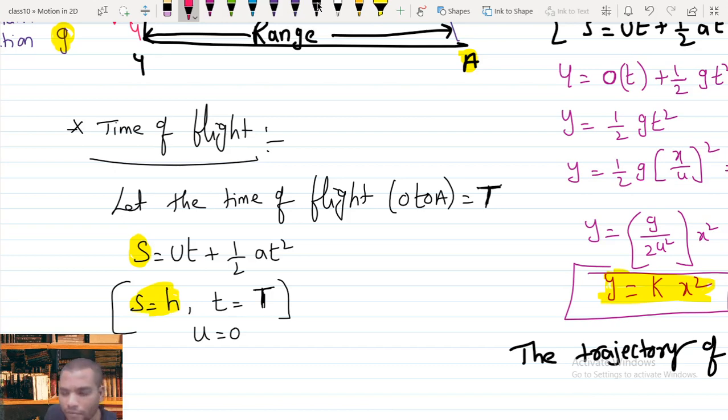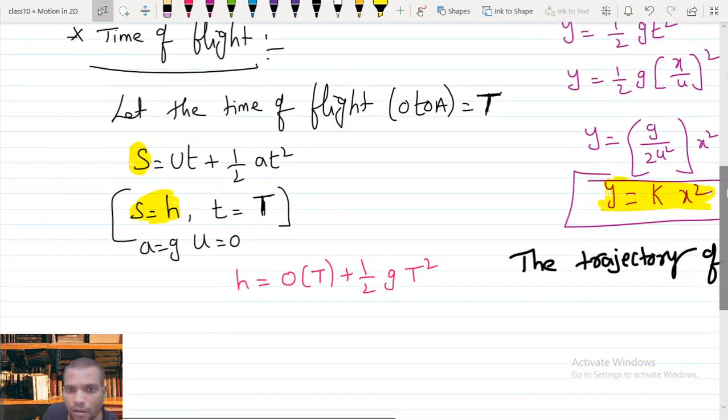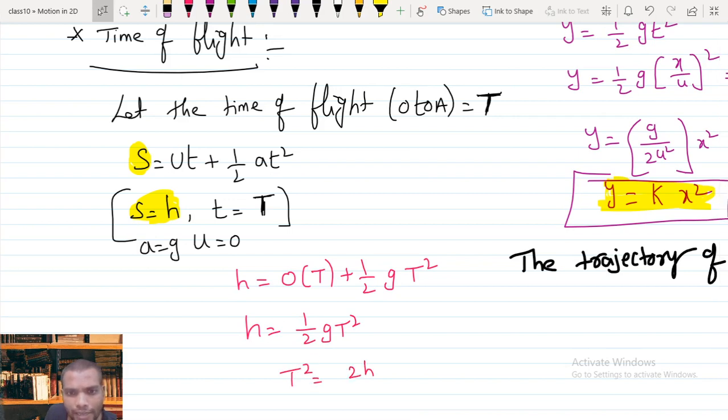Now S equal to ut plus half at square. So now you can substitute and get the final result. h equal to 0 times t plus half, here a equal to g itself, g times t square. So here I need to represent that a equal to g. Now we shall further simplify. 0 times t gives 0 itself, so h equal to half g t square. Now t square equal to 2h upon g, that implies time of flight t equal to square root of 2h upon g.